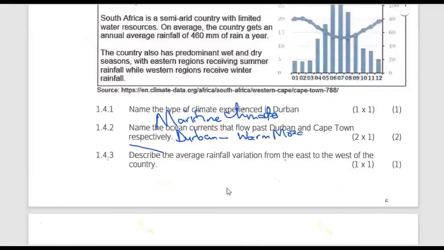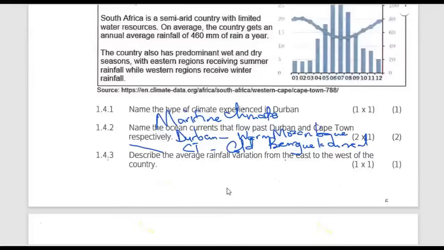It's the warm Mozambique current, the one that is experienced at Durban. Then if you also check at Cape Town, Cape Town is influenced by the cold Benguela current. Those are the two currents that affect those two coastal cities of South Africa.